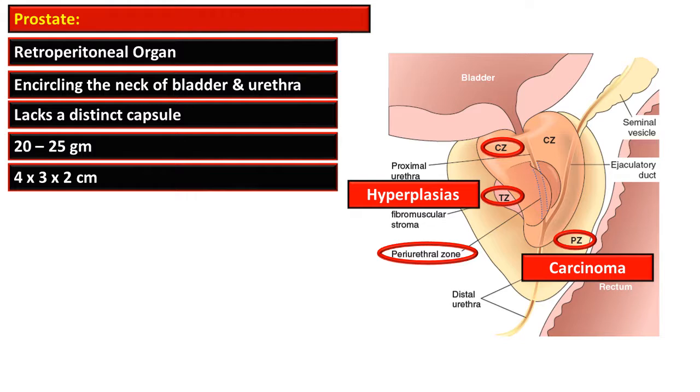5% of the cancer can occur in the central zone, while the peripheral zone is about 70% of the prostate volume and it surrounds the central zone, and here more than 80% of the carcinoma arise.